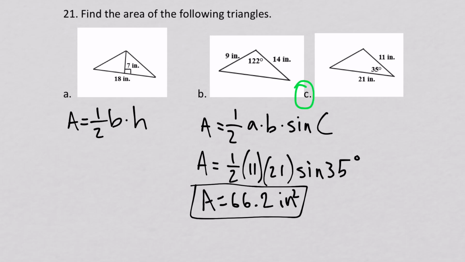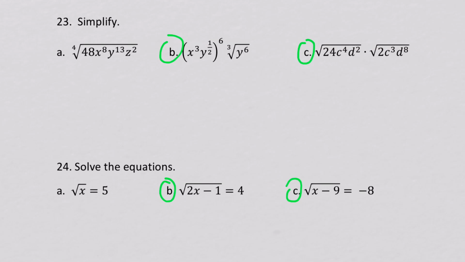Inches squared. All right, the next ones I'm doing are number 23, B and C, followed by number 24, B and C. Number 23, simplify. What I'm going to do in this one first is take that 6 and bring it inside using the power of a product rule. So basically what I'm going to get is x to the 18th, because it's 3 times 6. Y to the 1/2 times 6 is just 3, right? 6 times 1/2 is 3. Times the cube root of y to the 6.